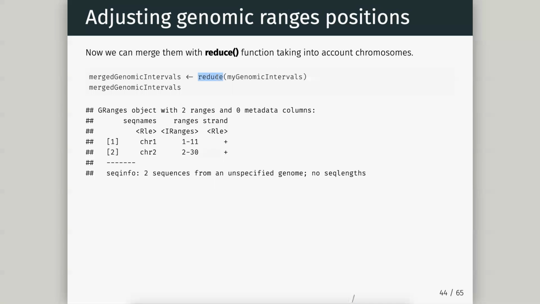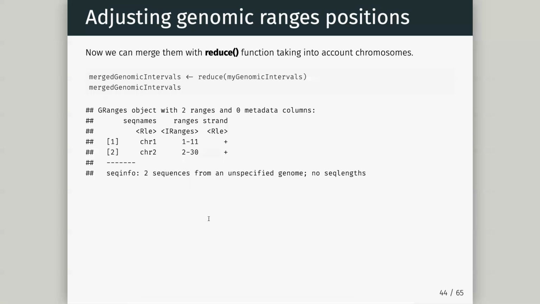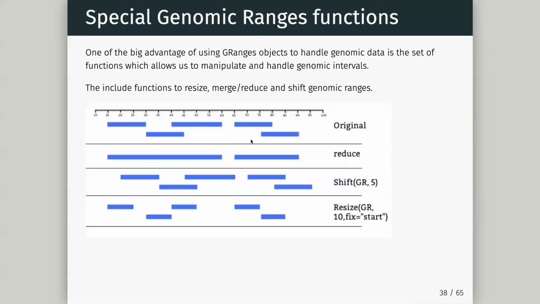If I then apply reduce to this, it reduces my ranges now just to 2. And for that range here, when we had 1 to 2 and 2 to 11, they overlap on that second base pair. So it just gives me one range going from 1 to 11. Okay. So just to show you here, it's the equivalent of these two ranges. Any overlap here, it's just going to give me one range which represents both of them.